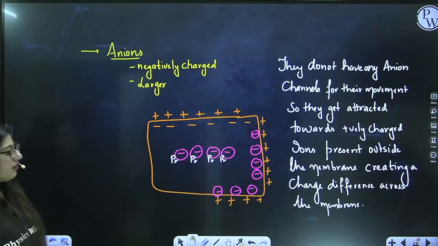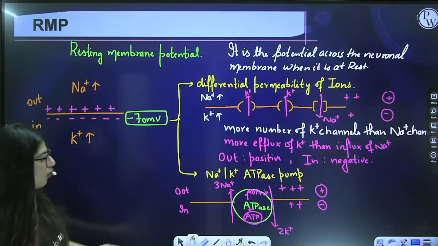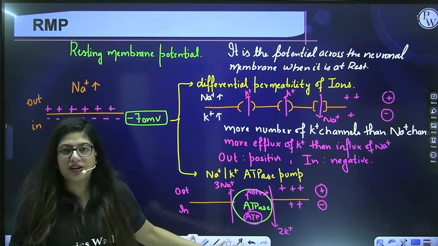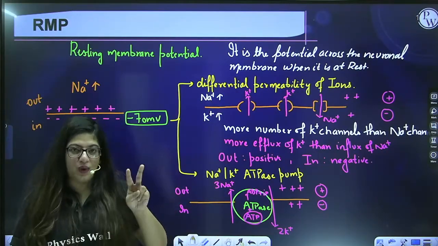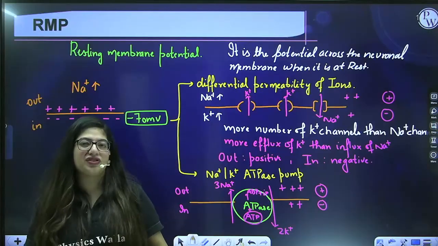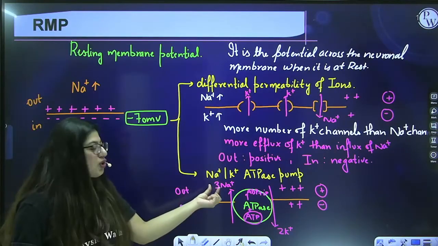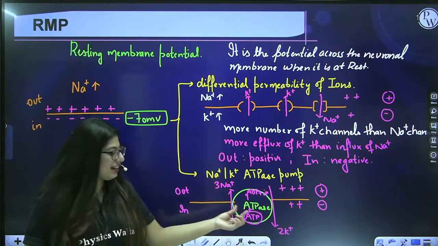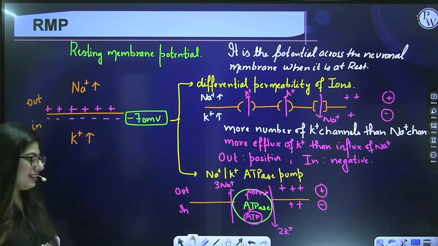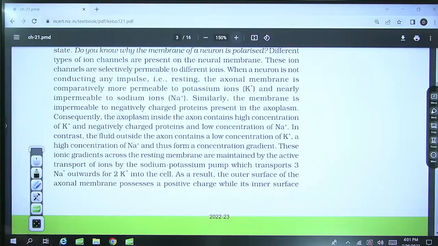So here we have discussed, and I have told you also, that whenever this pump works, it solves 2 purposes. One, it will definitely create negative charge inside. Second, it will make sure that sodium ions are higher outside and potassium ions are higher inside, right? Okay, next.